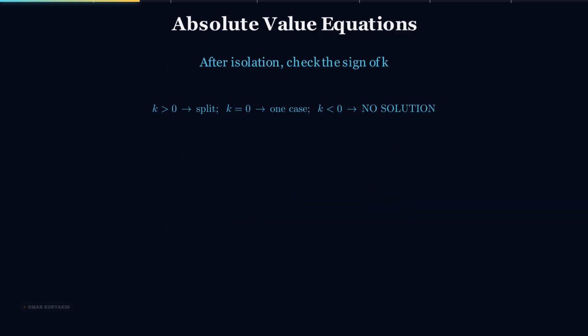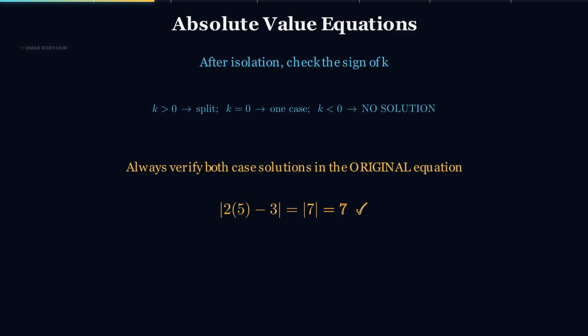Step 2. Once the absolute value is isolated as absolute value of expression equals k, check the sign of k. If k is positive, perform the case split into expression equals positive k and expression equals negative k. If k is 0, the case split collapses to a single case, expression equals 0, with one solution. If k is negative, no real solution exists because absolute value is never negative. In this case, write no solution and stop.